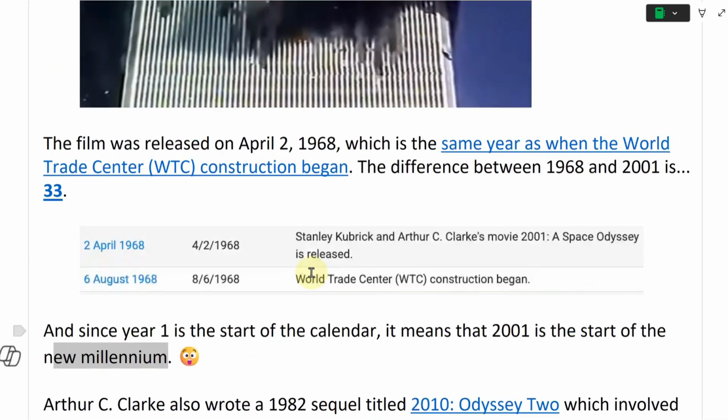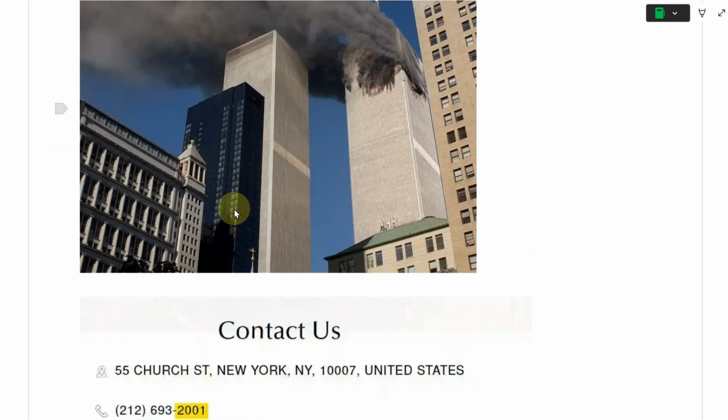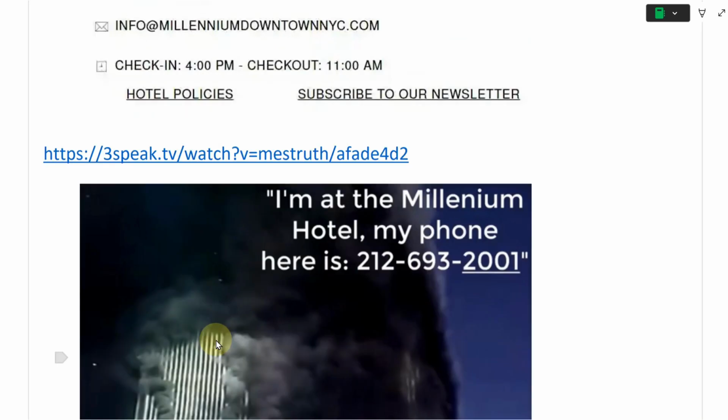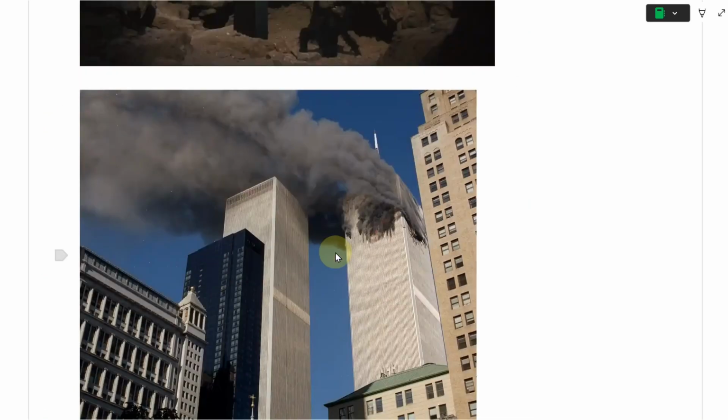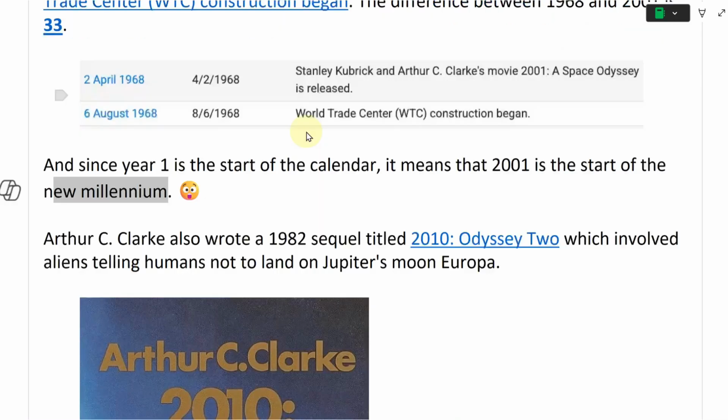Again, a millennium is 1,000 years. So you get that Millennium Hilton, and it's a new millennium, 2001, and it's literally a giant monolith there. And there are the Twin Towers there, so that's quite fascinating stuff.